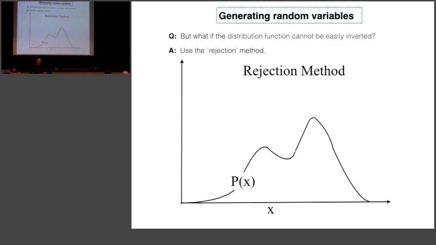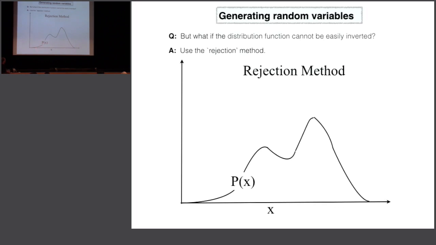And when that is the case, you generally apply this thing called the rejection method, or that's one of the ways you can do it. This is the way we do it. I think this is a very efficient way of drawing variables from probability distribution functions that are not invertible very easily, or not invertible at all analytically.